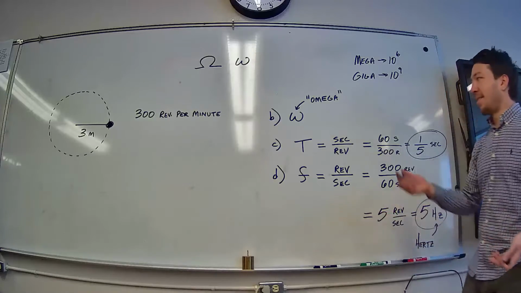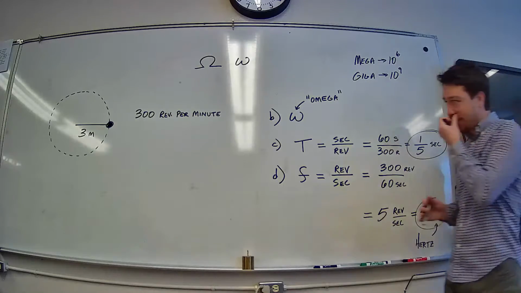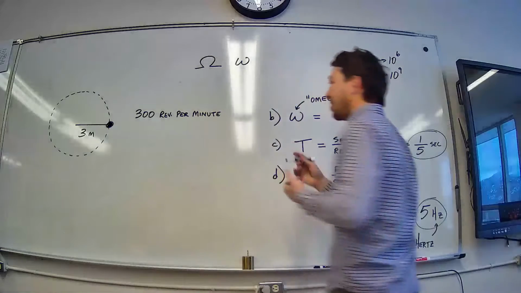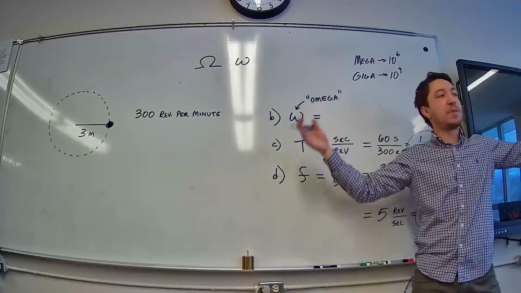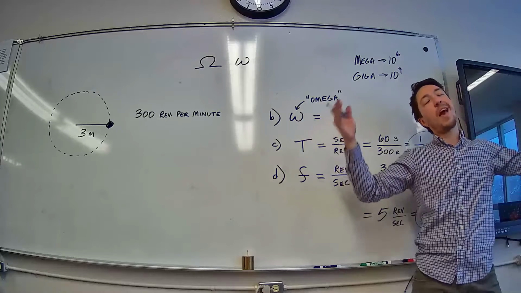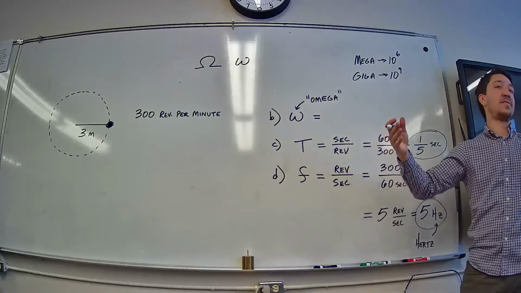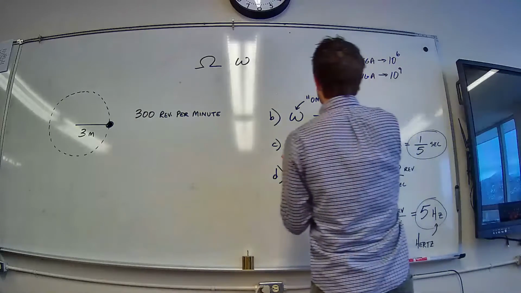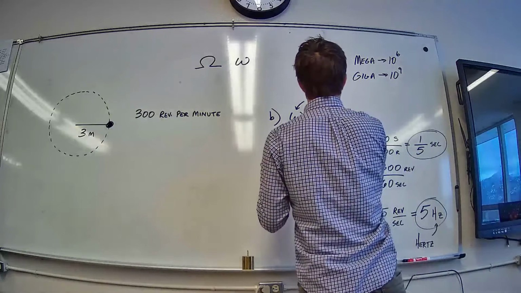So, omega, okay? That's the letter omega. So if normal velocity is like meters per second, take a guess. What do you think angular velocity is gonna be talking about? Very close. Radians per second. So this is how many radians per second.